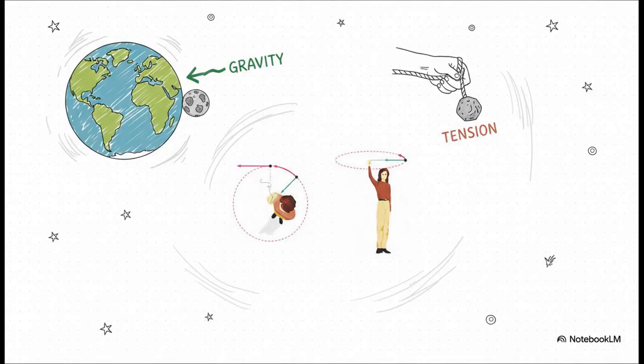And this is a perfect way to picture it. Think about swinging a stone on a string. The tension in that string is the centripetal force, pulling the stone inward. Well, it's the exact same idea with the moon and the Earth. Gravity is the invisible string that acts as the centripetal force, keeping the moon locked in its orbit. It's the same principle, just on a much, much grander scale.